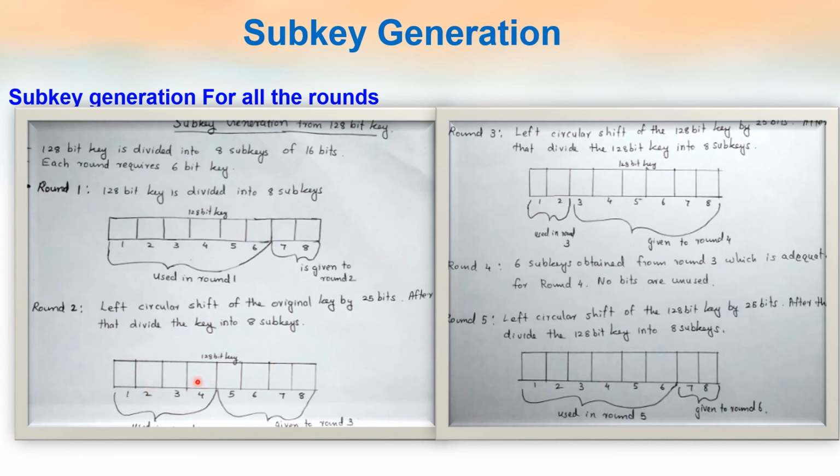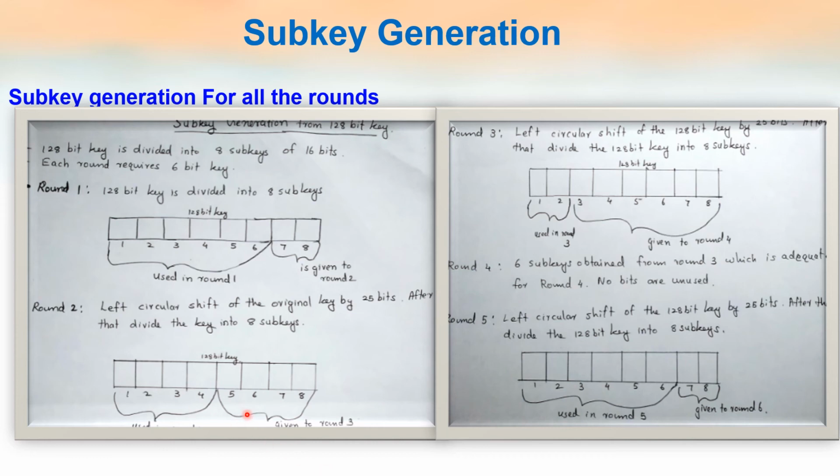So the first 25 bits of this original 128-bit key is just left shifted. Left shifted means the 26th bit will become the first bit, and bits 1 to 25 will go to the right side. Then after the left circular shift, it is again divided into 8 subkeys. From these 8 subkeys, only the first 4 are taken and given to round 2, along with the unused 2 subkeys from the first round. This 4 plus 2, 6 subkeys, is given to round 2.